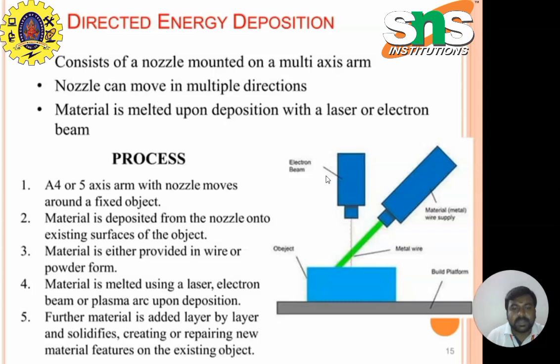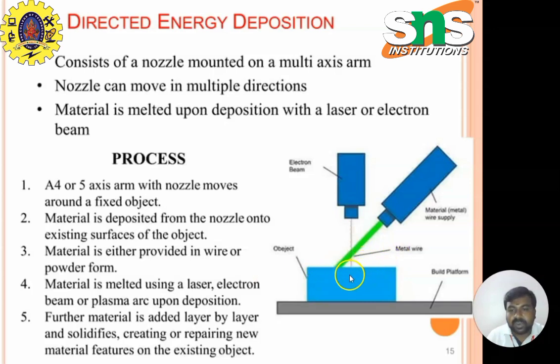Then directed energy deposition consists of a nozzle mounted on a multi-axial arm. The nozzle can move in multiple directions. Material is melted upon deposition with a laser or electron beam. So in this process, a 4 or 5 axis arm moves the nozzle around a fixed object. Material is deposited from the nozzle onto the existing surface of the object.